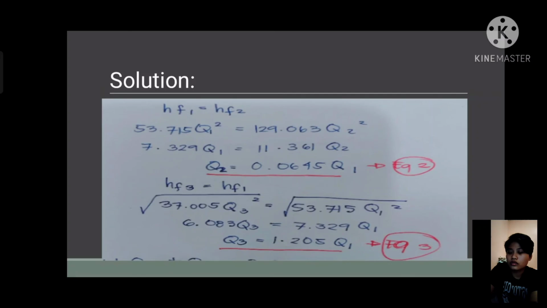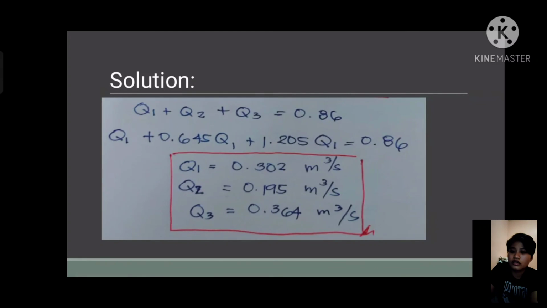So, head loss 3 is equal to head loss 1. So, again in terms of Q1, Q3 is equal to 1.205 Q1. So, substitute everything on our first equation. We have the answer. Q1, discharge 1, is 0.302 cubic meters per second. Discharge 2 is 0.195 cubic meters per second. And Q3 is equal to 0.364 cubic meters per second. So, that's all my report.